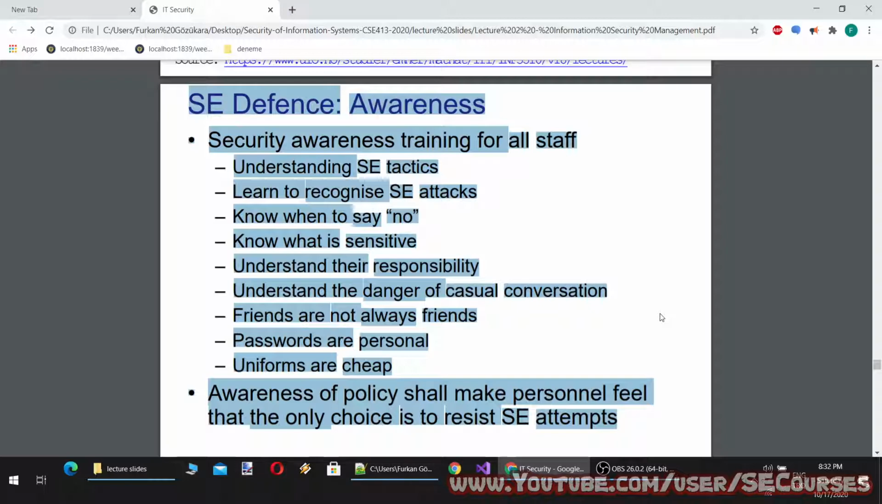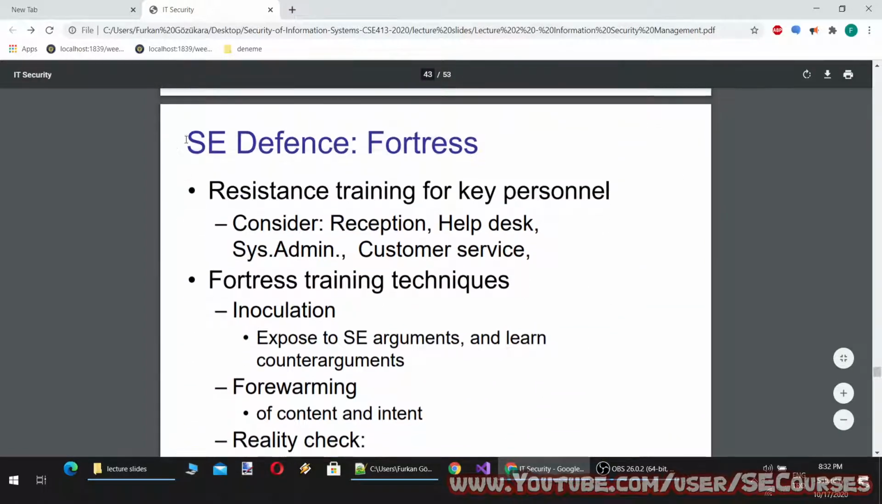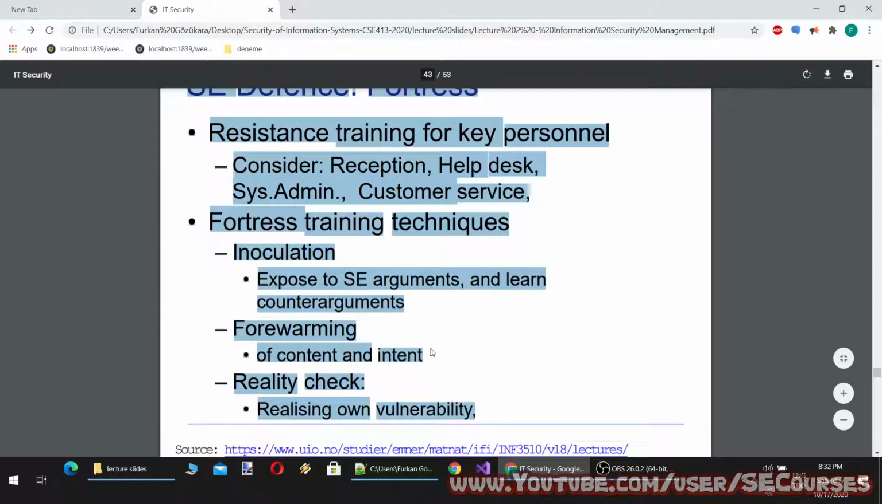Because if your personnel have awareness of social engineering attacks, they can always be vigilant against such attacks. Okay, this is one of the best ways. And the fortress level.